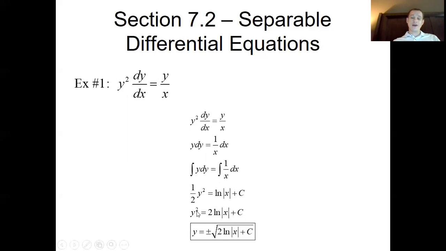And since you have a square, you got to take a square root. Don't forget your plus or minus, of course. So there are two possible branches to this. There's a positive root that might be a solution to this. There's also a negative kind of root that might be a solution to this.